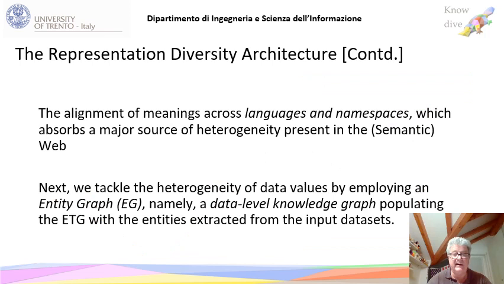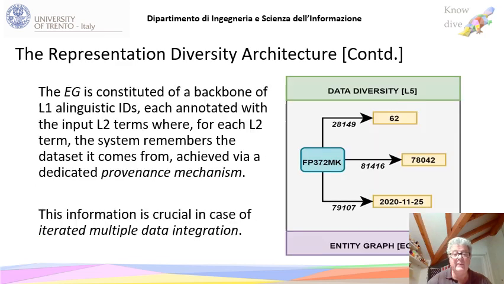And once you've done it, what is the next step? We really build the entity graph. What is the entity graph? It is a data level knowledge graph. What is a knowledge graph? A knowledge graph is a graph which describes entities. So you see here we have the plate, here we have a property, and this is the value of the property. So we have algorithms.